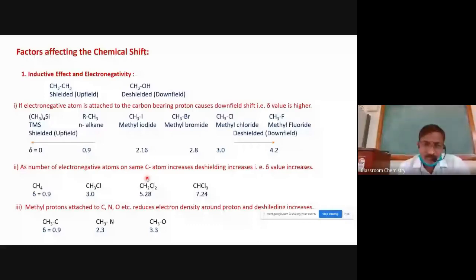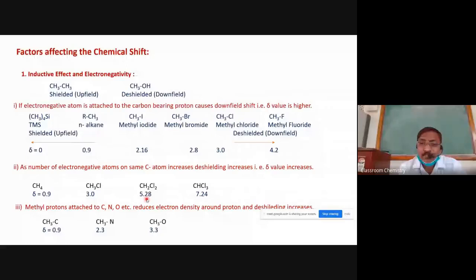मग आता आपण या ठिकाणी पाहिलं मिथेनची डेल्टा व्हॅल्यू किती आहे? 0.9 because it is highly shielded. When one proton of the methane is replaced by chlorine, it is called methyl chloride. Its delta value is 3 because it is attached to heteroatom chlorine. Now, out of these 3 protons, when one more proton is replaced by chlorine, it is dichloromethane. So what will happen? Two electronegative atoms are now attached to the carbon. So these two protons attached to this methylene are highly deshielded, going further downfield. So delta value is increased from 3 to 5.2.